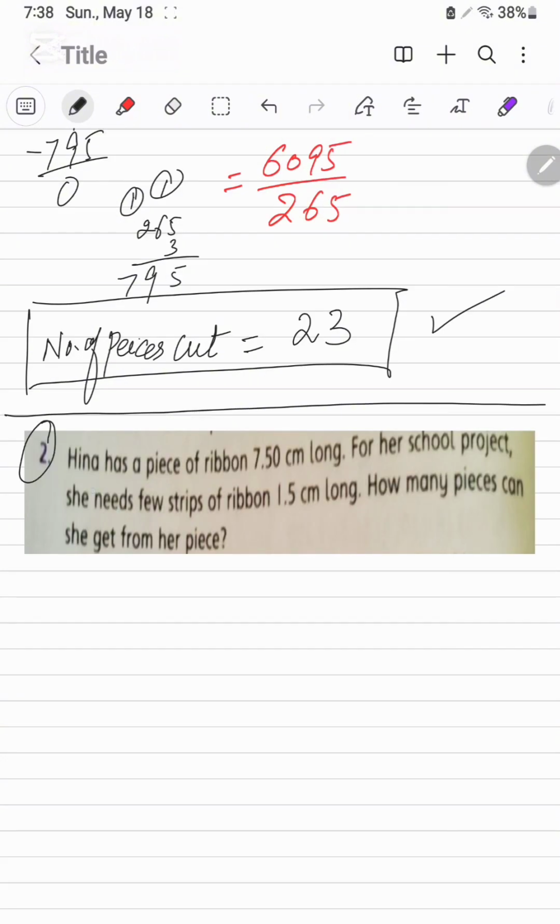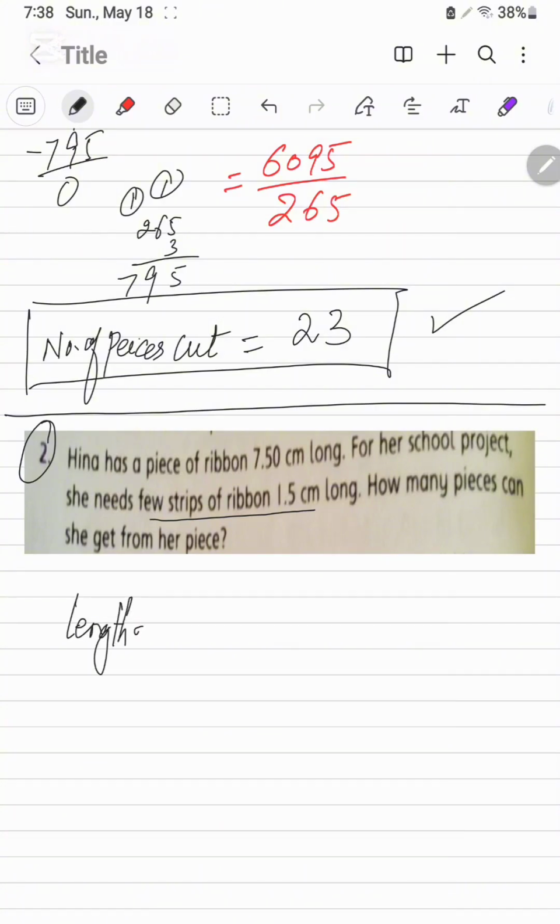It is question number 2. Hina has the piece of ribbon 7.50 centimeter long for her school project. She needs few stripes of the ribbon 1.5 centimeter long. How many pieces can she get from her piece?